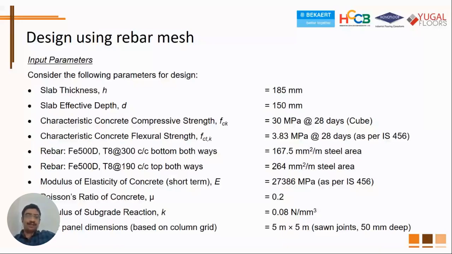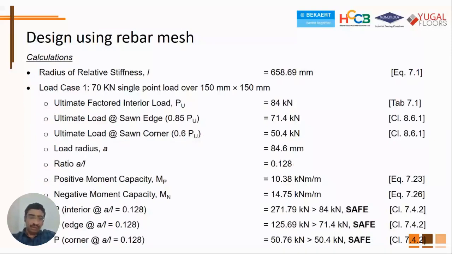Now, when you get into calculation, you need to calculate the first parameter, which is the radius of relative stiffness, or the L value that I mentioned. I told you this value is about 600 to 700 and that's what you get here. It's about 658 and then the factored load. So 1.2 times 70 kilonewton is 84 kilonewton, and so on. So all those values are given here for interior, edge, and corner.